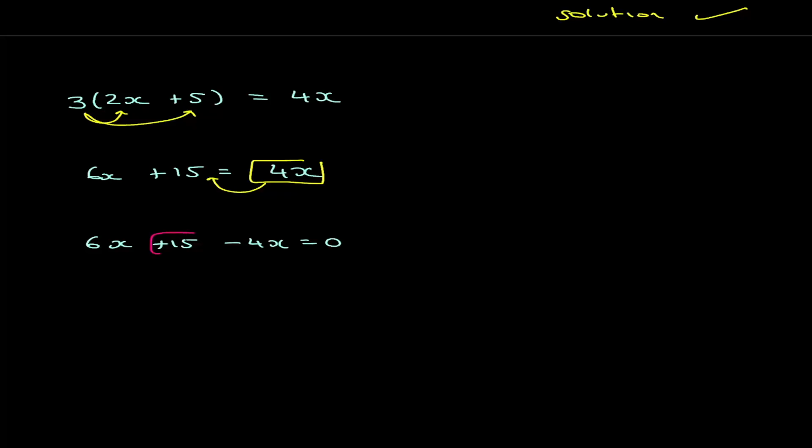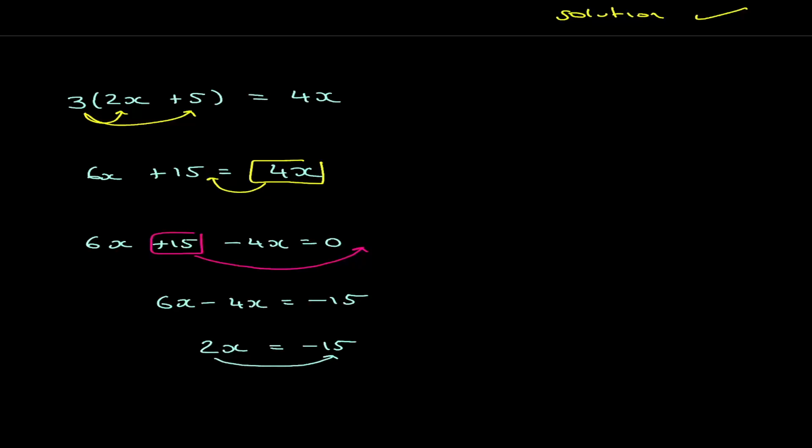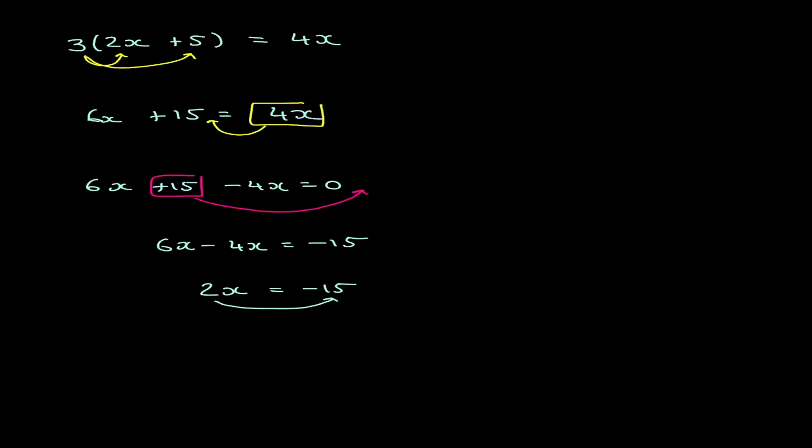And you've guessed it, this 15 has to go on this side, and it's a positive on the left, so when you move it across it becomes the opposite, it becomes negative. So we just have 6x take 4x equals negative 15. 6x take 4x is 2x. And we still have that negative 15, and now we just want to get rid of this 2, so we're going to divide the other side by 2, so x is negative 15 on 2, or negative 7.5.